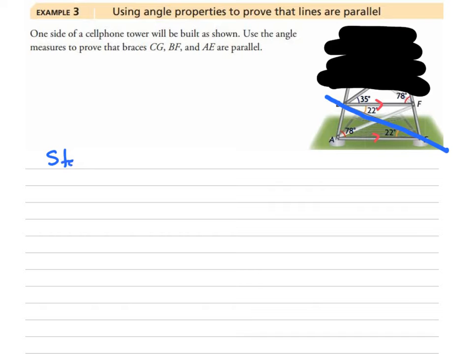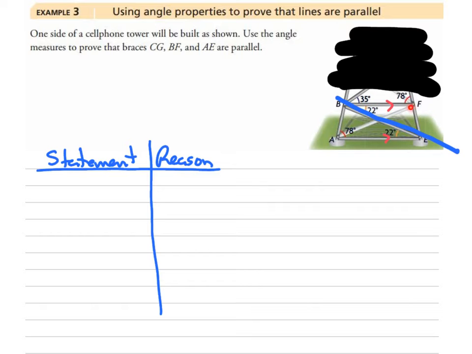So if, again, we set up our statement reason table, my statement is going to be that angle FBE. So we're going to write an angle that way. So we'll say that angle FBE is equal to angle, and to get this angle down here, this 22 degrees, we look at BEA. So those two are equivalent. They're both 22 degrees, and we don't really need a reason. They are the same angle. It says right on the diagram.